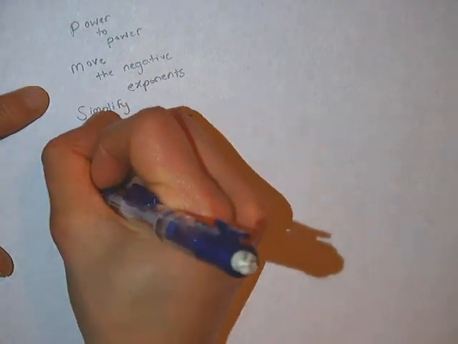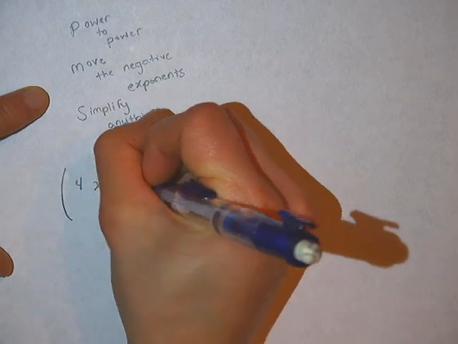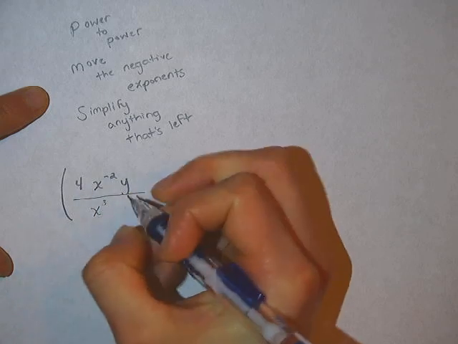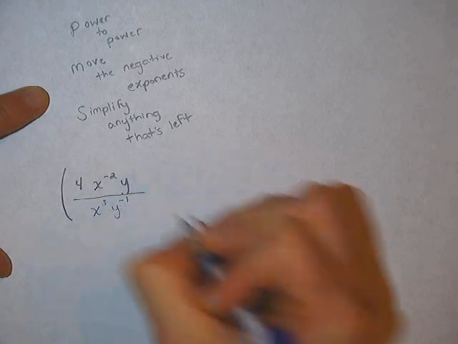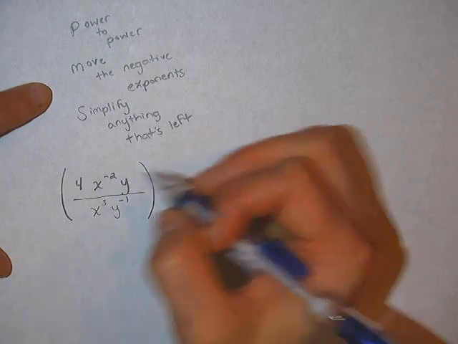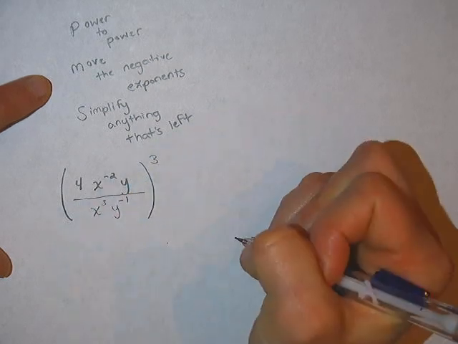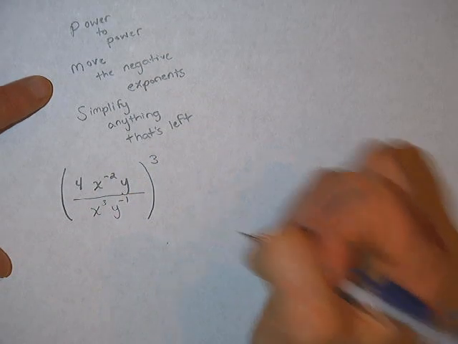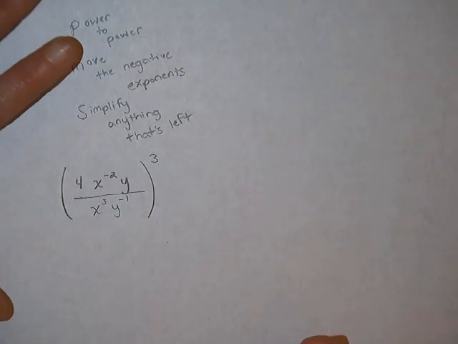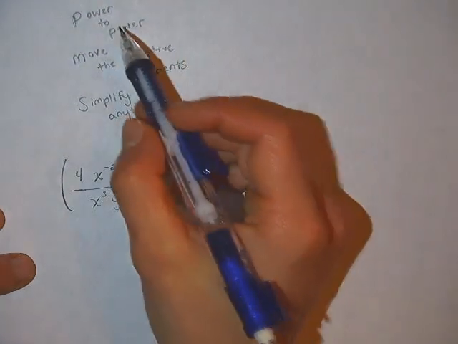So let's say that we have 4x to the negative 2 power y, and then all of that is over x to the third y to the negative 1 power. And then all of this is to the third power. So when we start simplifying this, we have to follow these rules.